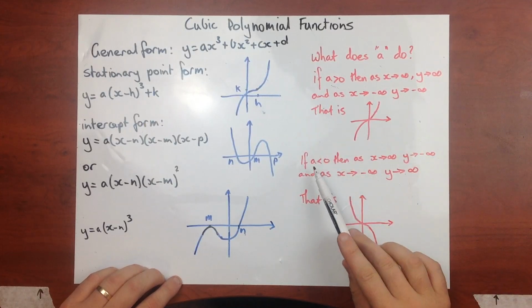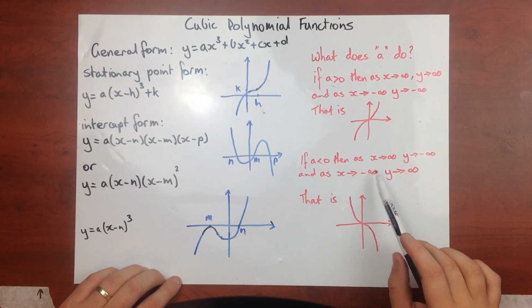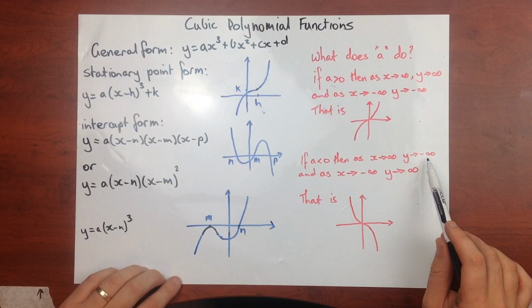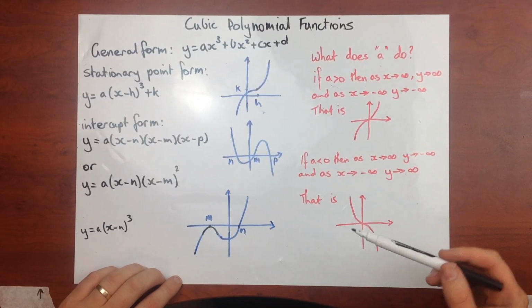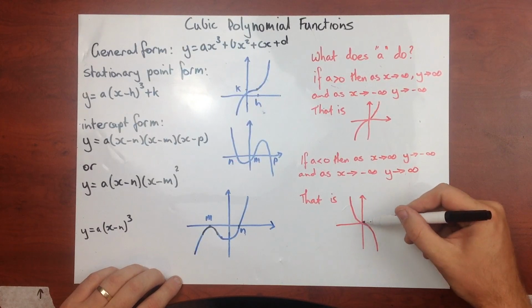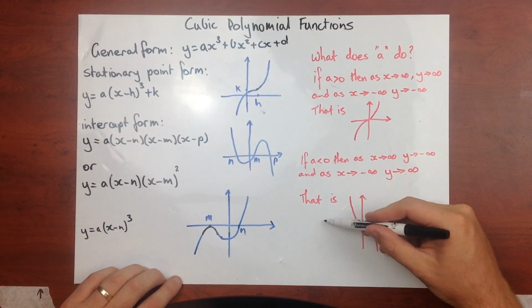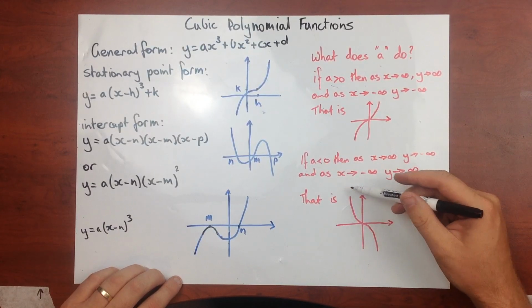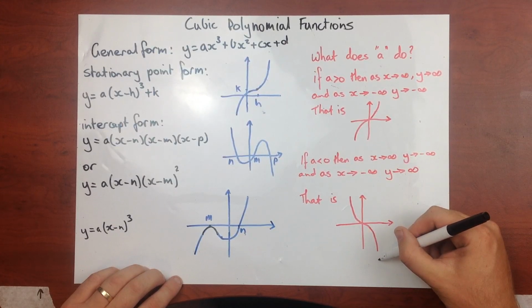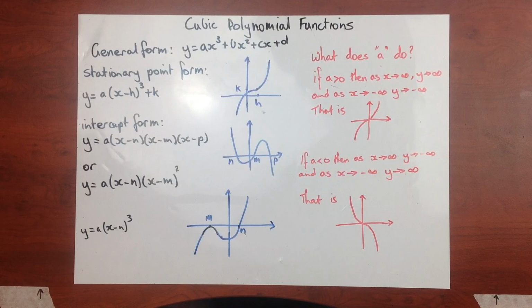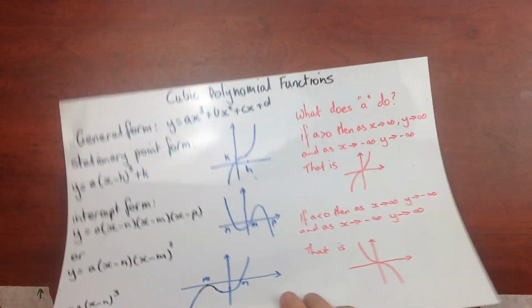However, if a is less than 0, then as x approaches infinity, y approaches negative infinity, and as x approaches negative infinity, y approaches positive infinity. So that is, as x gets bigger in our negatives, y gets bigger in our positives. As x gets bigger in our positives, y gets bigger in our negatives. That's our basic idea around our cubic polynomial functions. I'm going to have a look at a couple of examples now.